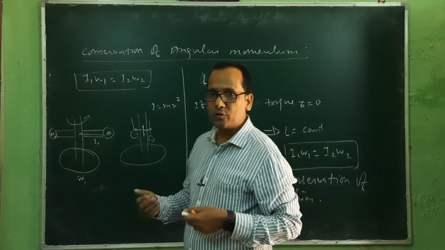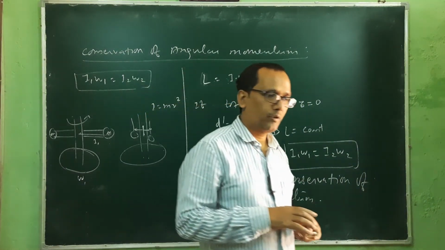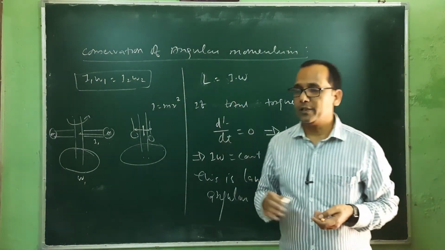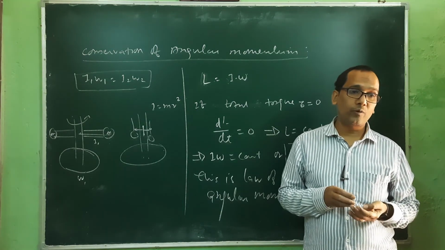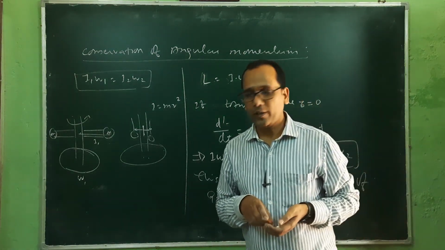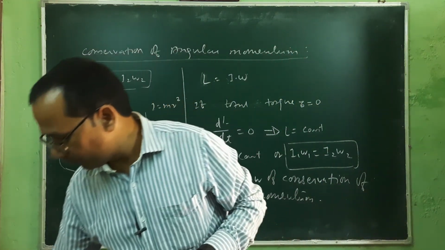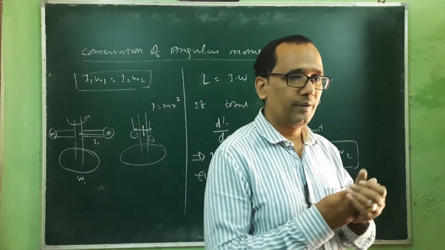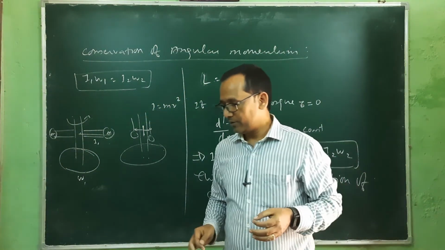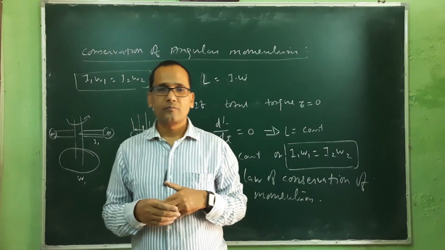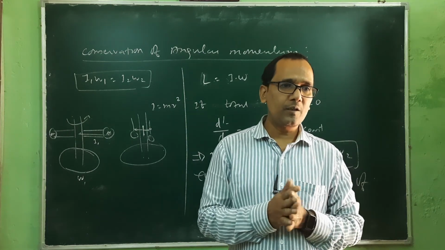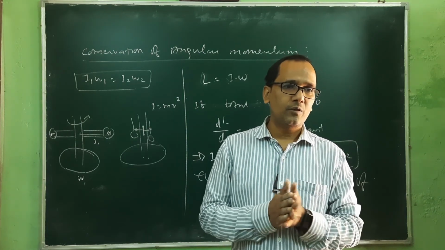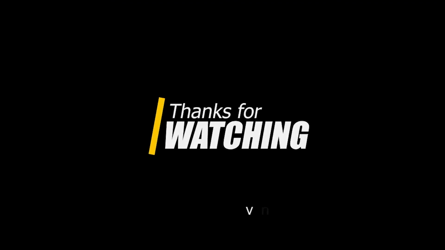So some good examples are given in your book and you can go through that, and you can perform numerical problems related to this particular condition, that I1 omega 1 is equal to I2 omega 2. Okay, I think I have covered almost all topics in this particular chapter, and now your work starts. You have to solve several numerical problems related to this. Okay, thank you.